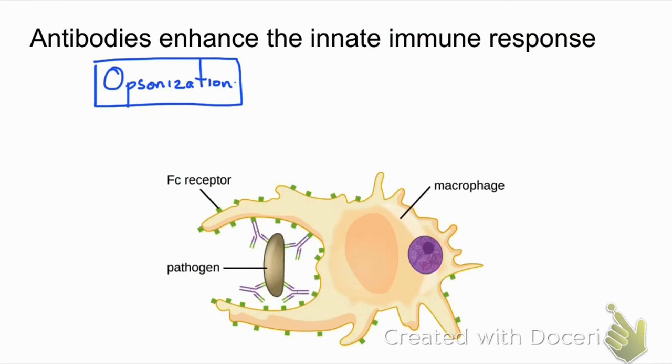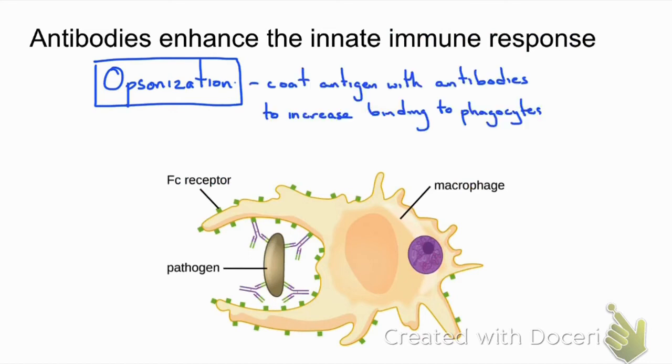The third mechanism is known as opsonization. When a pathogen is opsonized, it is basically coated with antibodies. You may say that this sounds a lot like neutralization, but the goal here is to increase the binding of the pathogen, or the antigen, to phagocytes. You may recall that phagocytes have pattern recognition receptors, or PRRs, that they use to bind to pathogen-associated molecular patterns.